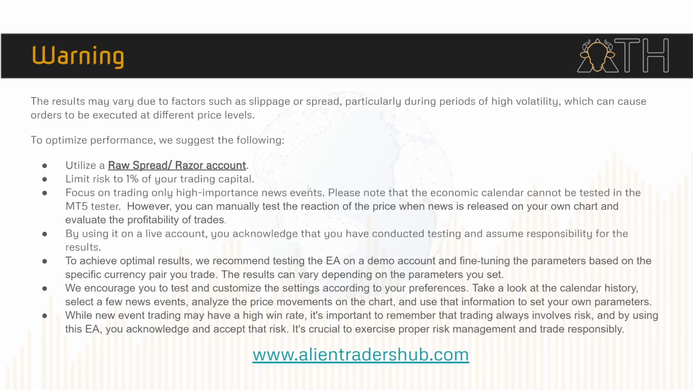I have this warning. We already discussed that results may vary due to factors such as slippage or spread, which can cause different execution levels. But to optimize your results, I really recommend using a raw spread or razor account, to limit your risk to 1% of your capital, and to focus only on high importance news. Please note that the economic calendar news cannot be tested in the MT5 tester. However, I coded an expert advisor in which I manually introduced the dates for the high importance news, so you can test for USD, for example.